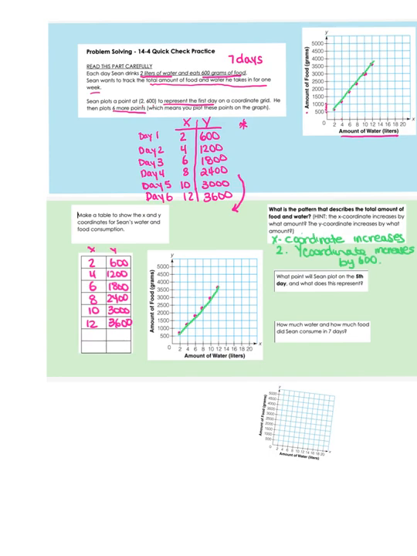Very good. Moving on to the next one, it says, what point will Sean plot on the 5th day? And what does this represent? So how many do we have on the 5th day? We already plotted to the 5th day. 1, 2, 3, 4, 5. So this is his 5th day plot. That's 10 and 3,000, because we already have that 10 on the 5th day. Okay, so what does that represent? What is the 10 and what is the 3,000? Go ahead and write in what you think that represents.